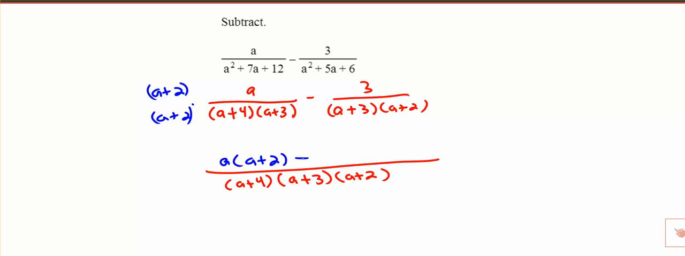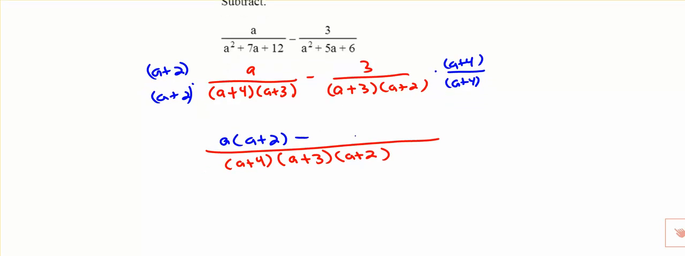Minus, do the same thing with the second fraction. We have a plus 3 and a plus 2. However, in our common denominator, we have a plus 4, a plus 3, and a plus 2. So what's different? That's right, the a plus 4 is in our common denominator, whereas it was not in our original denominator. Therefore, we must multiply this one by a plus 4 over a plus 4. So now that gives me minus 3 times a plus 4.